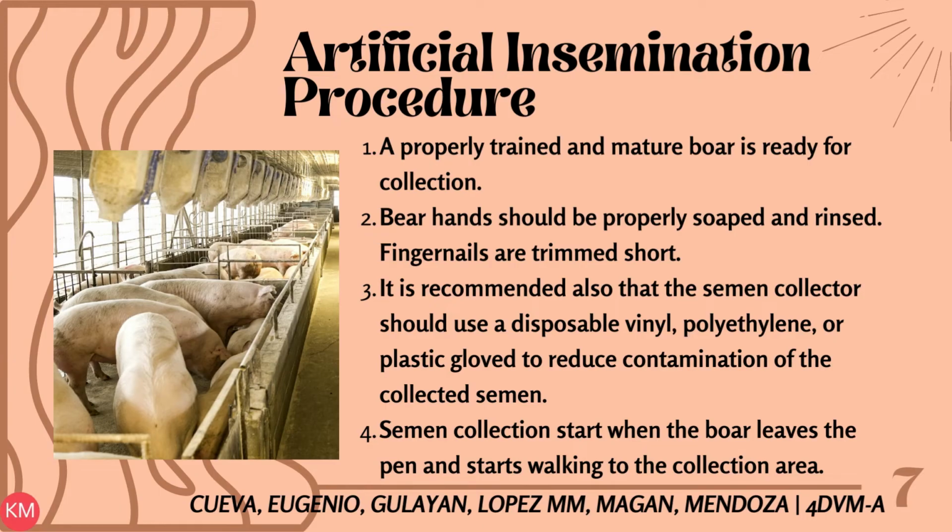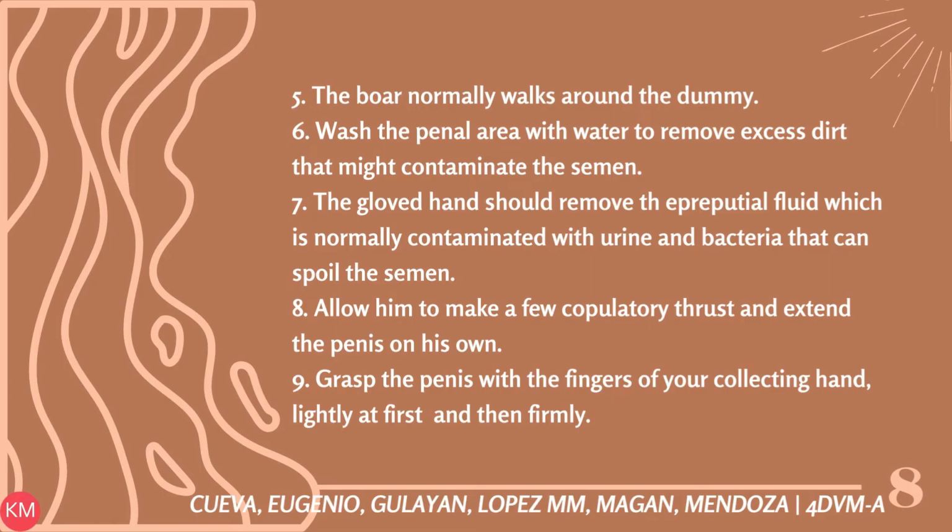Semen collection starts when the boar leaves the pen and starts walking to the collection area. The boar normally walks around the dummy. Wash the penile area with water to remove excess dirt that might contaminate the semen. The gloved hand should remove the preputial fluid, which is normally contaminated with urine and bacteria that can spoil the semen. Allow him to make a few copulatory thrusts and extend the penis on his own.